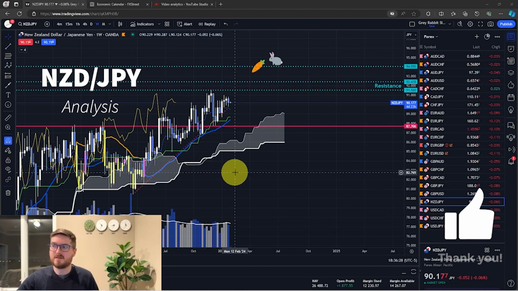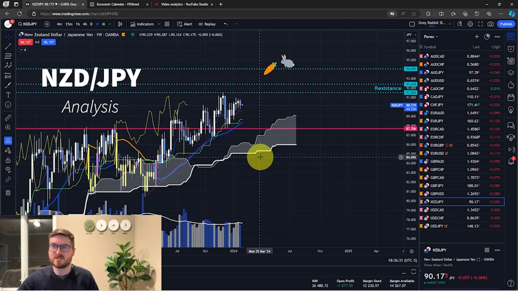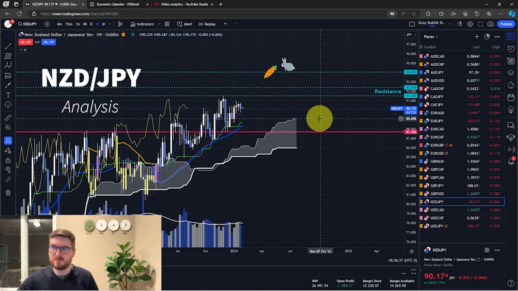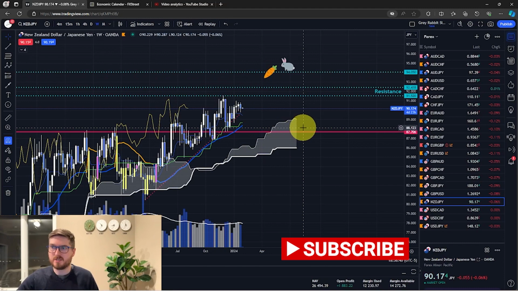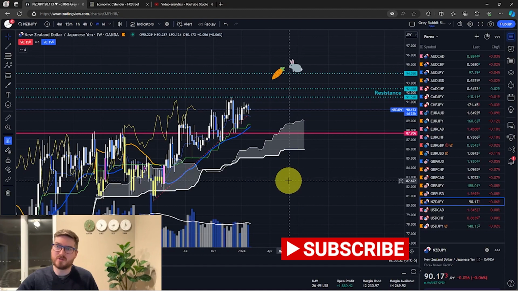Okay guys, this is New Zealand dollar, Japanese yen on the weekly. And also I see this as a ranging pair this week, so I won't say too much. But I am bullish overall, just based on this weekly chart. Price is above the Tenkan-sen, but the Tenkan-sen's pointing down, and the Kijun-sen's flat. Senkou Span A is pointing down, and Senkou Span B is flat. So overall, guys, this is a bullish Kumo cloud structure.